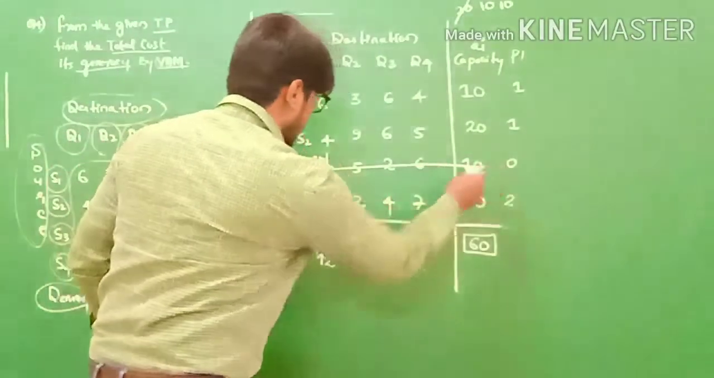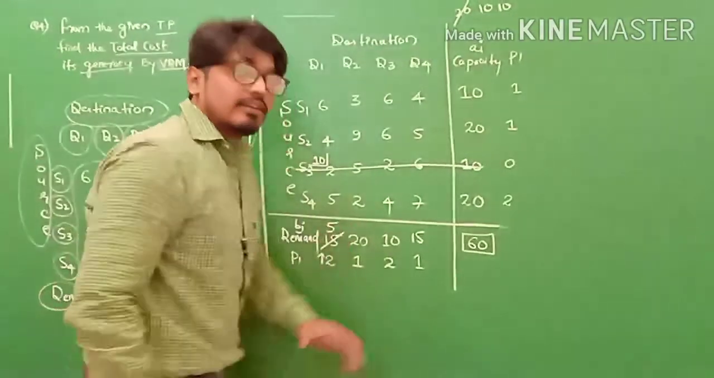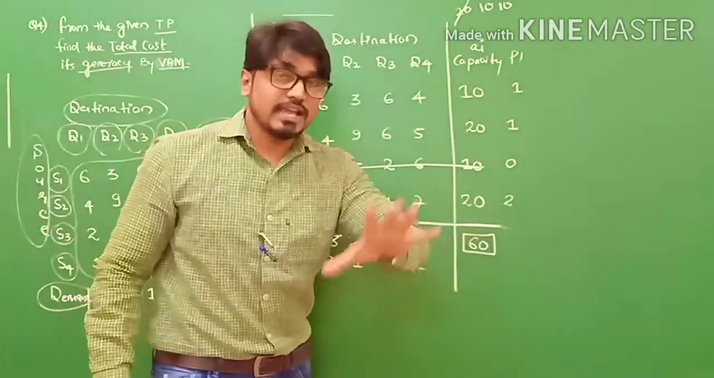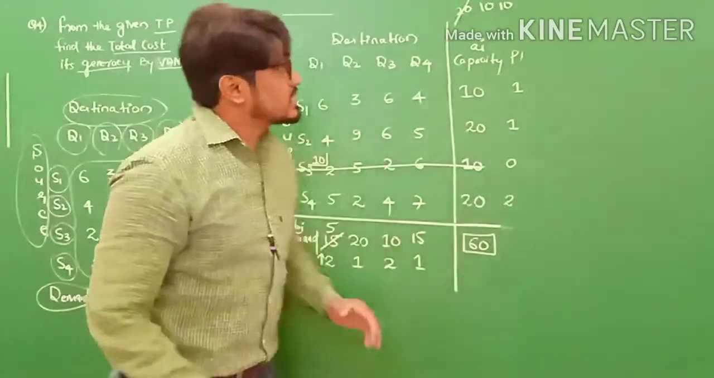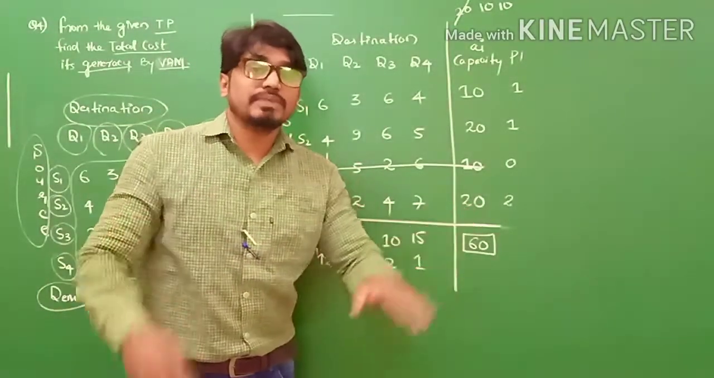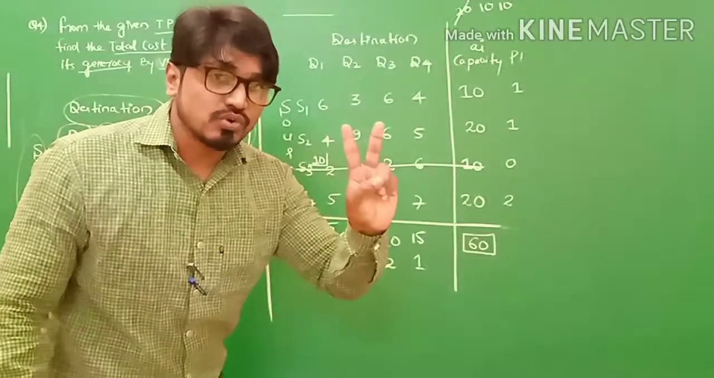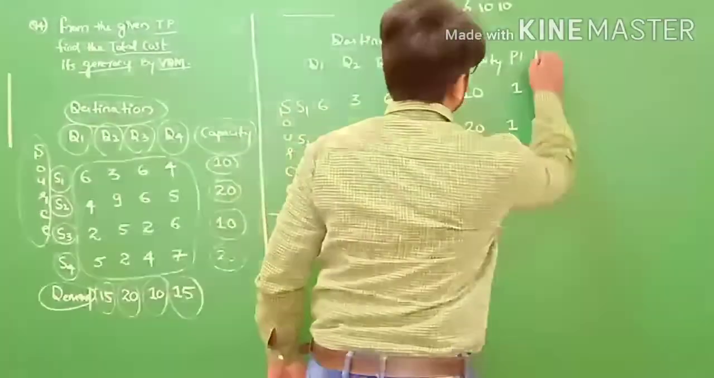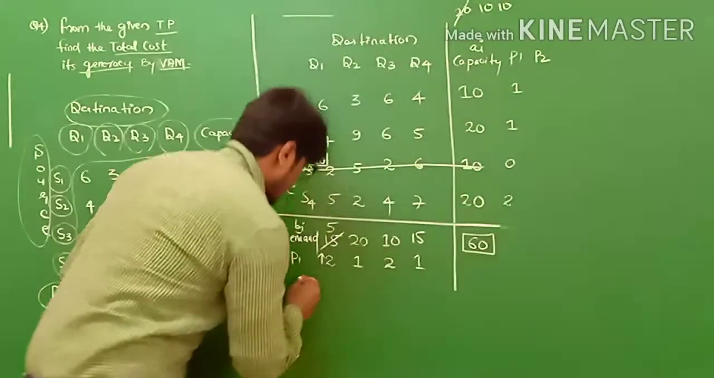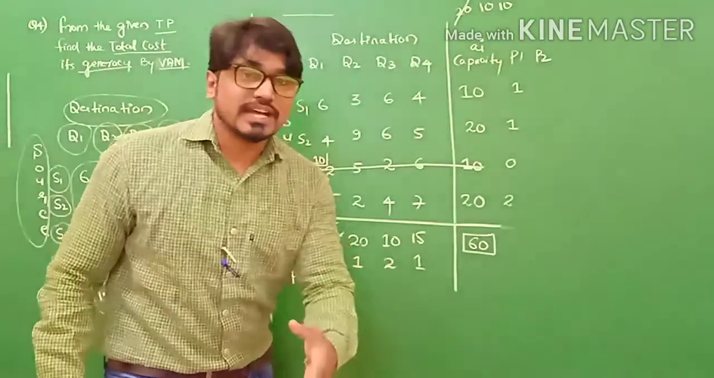The remaining one: 15 minus 10 equals 5. This is called penalty cost 1 successfully completed, my friends. Now we'll move further with penalty cost 2. This is penalty cost 2 row side, and this is penalty cost 2 column side.